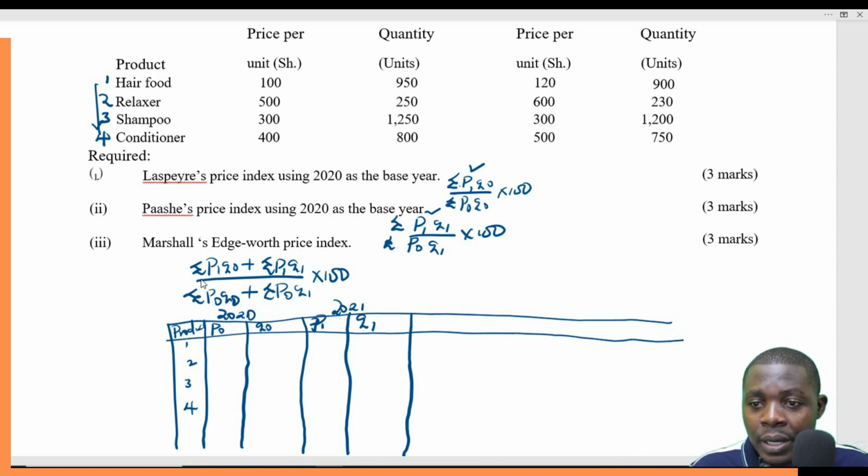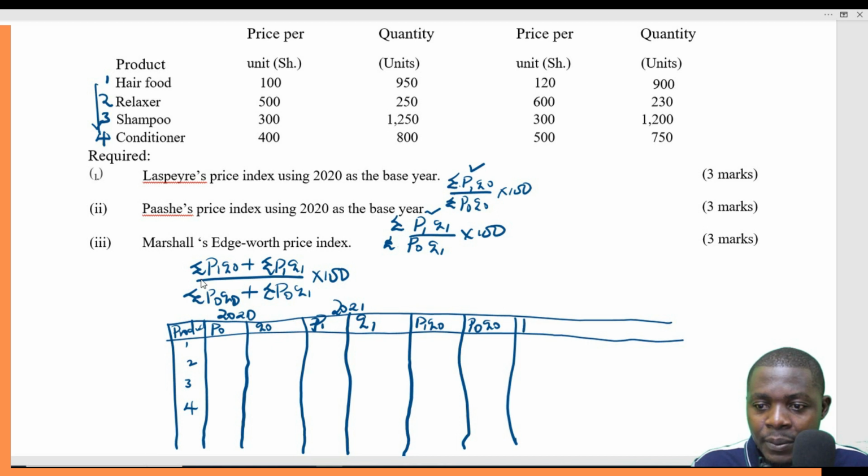Now the formula number 1, the Laspeyres, is P1 Q naught. You can present it here as P1 Q naught. Then we have P naught Q naught. Then we have another one, P1 Q1. Then lastly P naught Q1. Let me present the data here for easier multiplication.